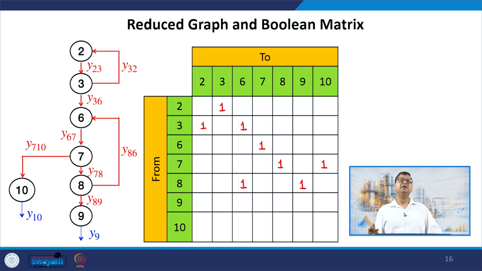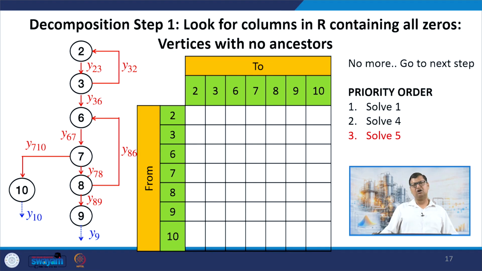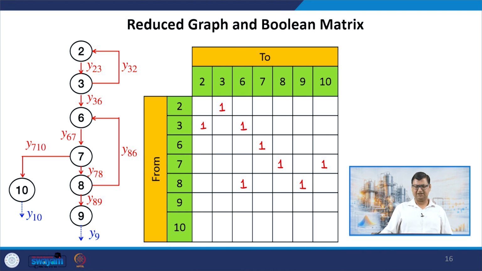And then I again repeat the same step. Now we see that in this particular case, there are no columns containing all zeros, right? Once that happens, we move to the next step of our algorithm. So we have no column containing all zeros, and now we can move to the next step.